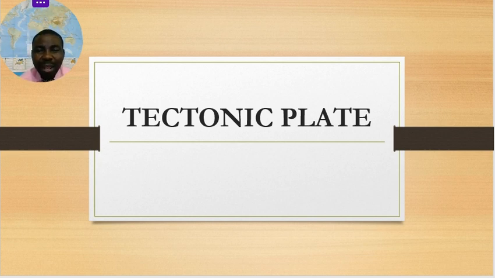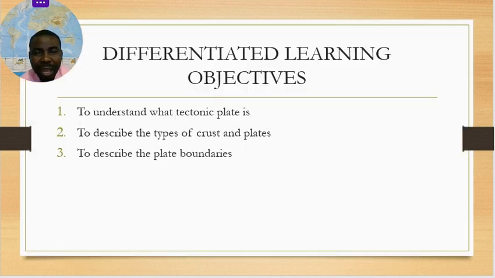And let us look at our learning objectives, because our learning objectives will reflect some of the things we'll be looking into under this topic. Number 1 says to understand what a tectonic plate is. The second learning objective is to describe the types of crust and plates. And the third one says to describe the plate boundaries. So these are the 3 learning objectives we'll be looking at under this topic called plate tectonics.